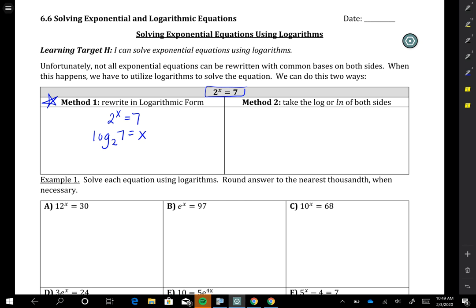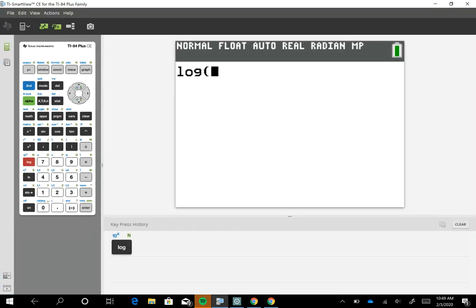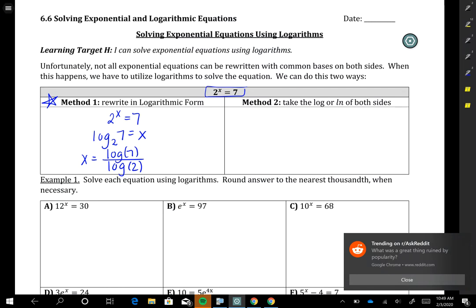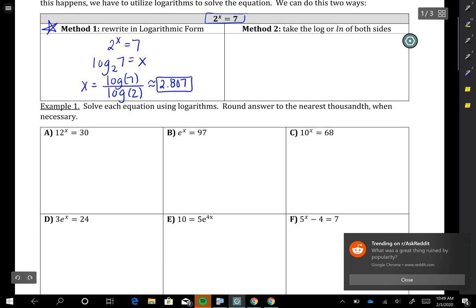And here comes in that change of base property we learned yesterday. So when I use the change of base property, that means in my calculator, I'm going to type the log of 7 and divide it by the log of 2. And that should give me my answer. Let's see here. The log of 7, close my parentheses, divided by the log of 2. And I'm going to round to the nearest thousandth, which would be 3 decimal places. So that'd be 2.807. Okay, so this is approximately 2.807.